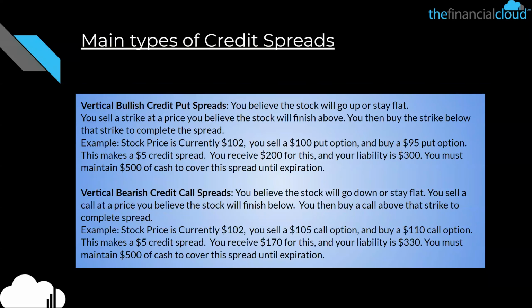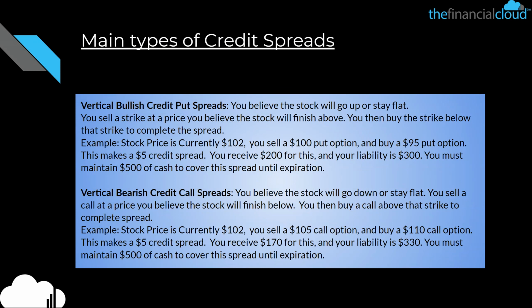So what are the main types of credit spreads? For this video, I'm going to be covering just the main way to play a put spread and a call spread. So that is a vertical bullish credit put spread. This is when you're selling puts when you believe the stock is going to go up, or at least the stock is going to stay flat.